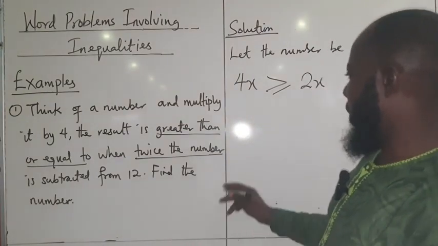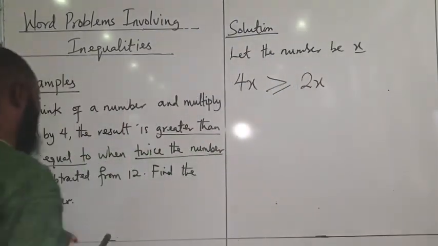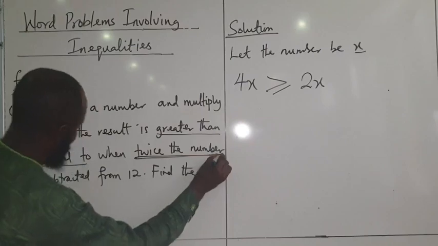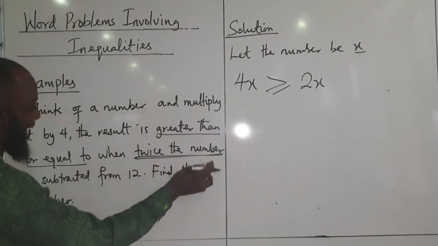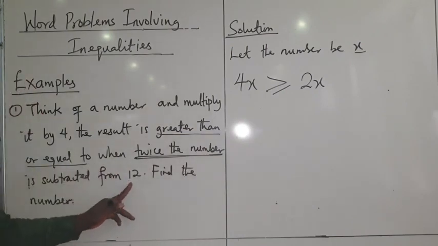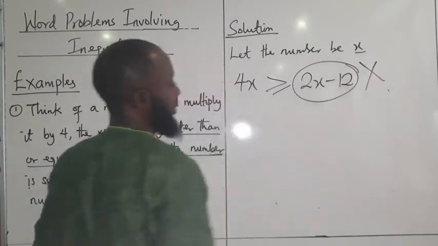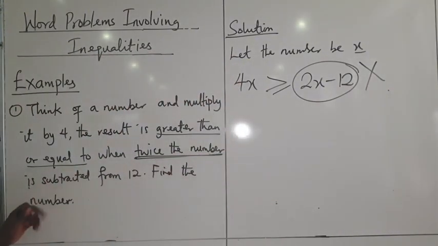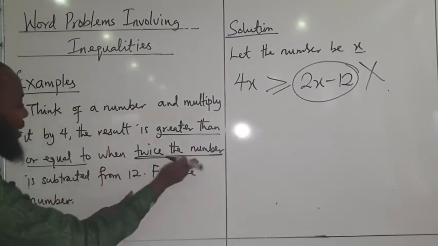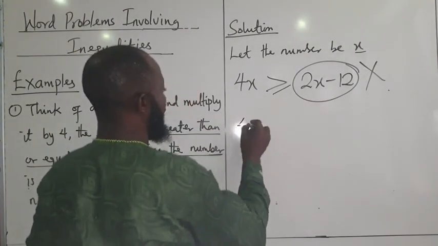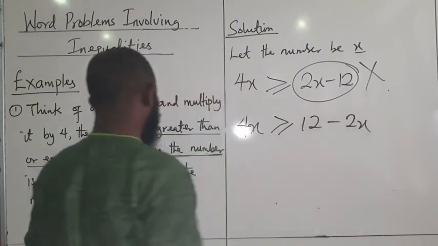Right? Twice the number subtracted from 12. You have to be very careful here. Twice the number is subtracted from 12, that is you are removing it from 12. Not that 12 minus x. If you write it this way, you'll be wrong. Because the question says that twice the number is subtracted from 12. That is, you are removing twice the number from 12. So in this case, it's going to be 4x greater than or equal to 12 minus what? Minus 2x. I hope this is very clear.